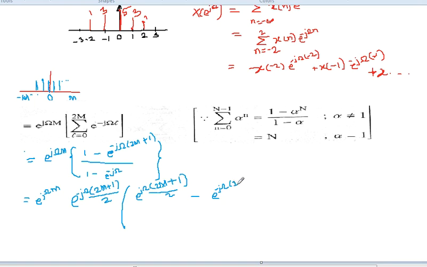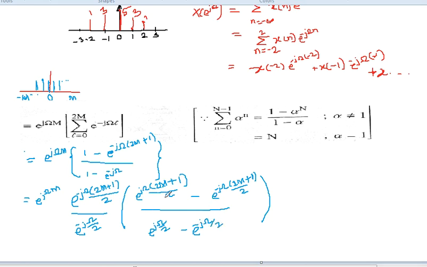(2m+1). And from the denominator also we take e to the power of this half, e raised to minus j omega by 2 outside. Means let's write it as e to the power minus j omega by 2 outside. When it is outside, this becomes e to the power of j omega by 2 with a plus sign, and minus e to the power of minus j omega by 2.